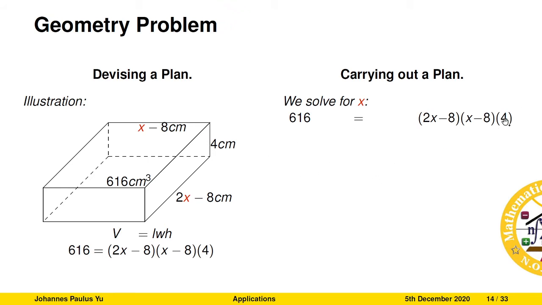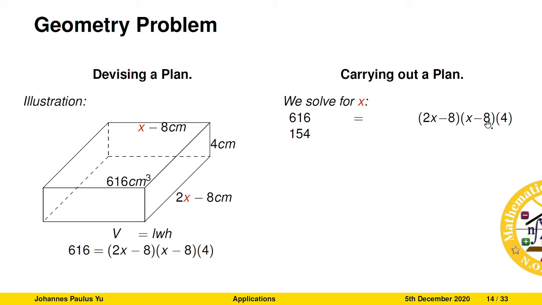So, since it's clear here that it's 4 times 616, it's multiplication, a product. To solve for x, we divide both sides by 4. Okay? We divide both sides by 4. So, 616 divided by 4, the answer is 154. And 4 divided by 4 on this side is actually 1.